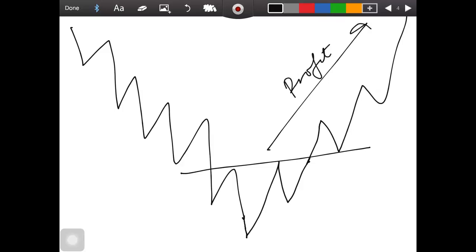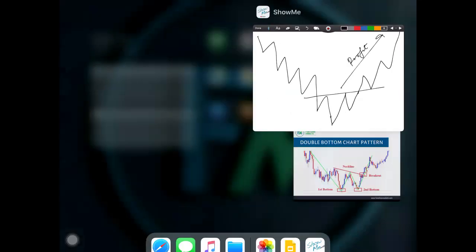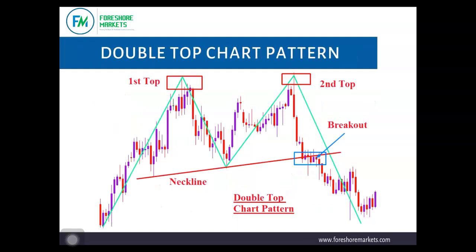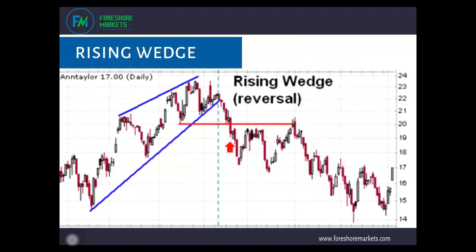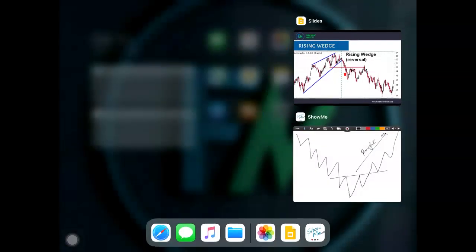And all of this is very huge profit. So head and shoulders, inverted head and shoulders, double tops, double bottoms are simple examples of reversal patterns. Let's see if there's any other one I can use as an example. Like I showed you in the previous video, we also have continuation patterns.